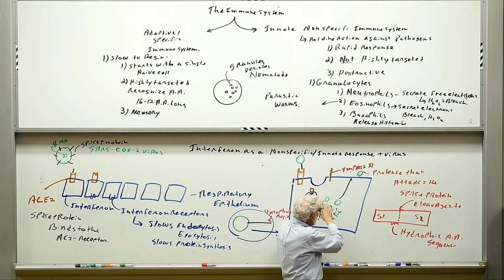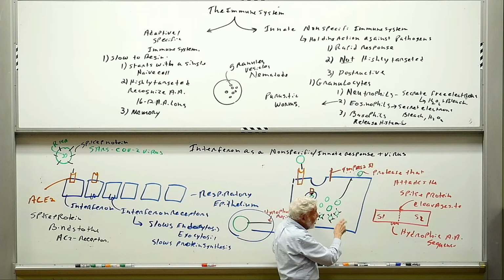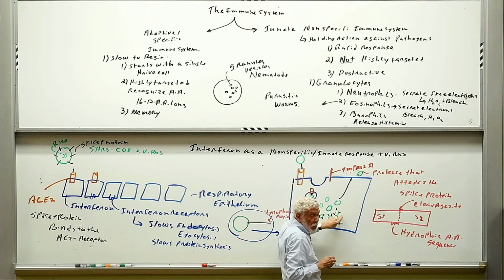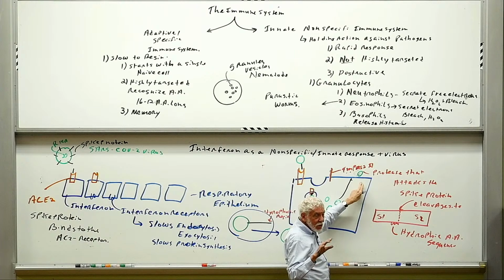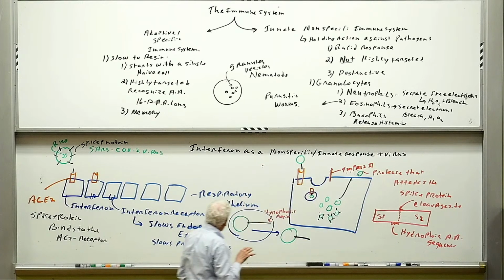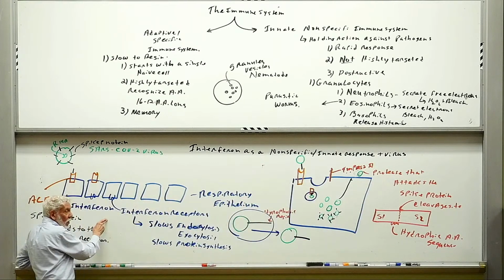Because now, in the next 10 to 14 days, you're going to be wanting to mount a specific immune response that will recognize mostly the spike protein, but probably other proteins too, to prevent these viruses from entering other cells. But you've got just a couple of weeks, 10 days to 2 weeks, to try to mount a specific immune response. But in the meantime, you're generating interferon.